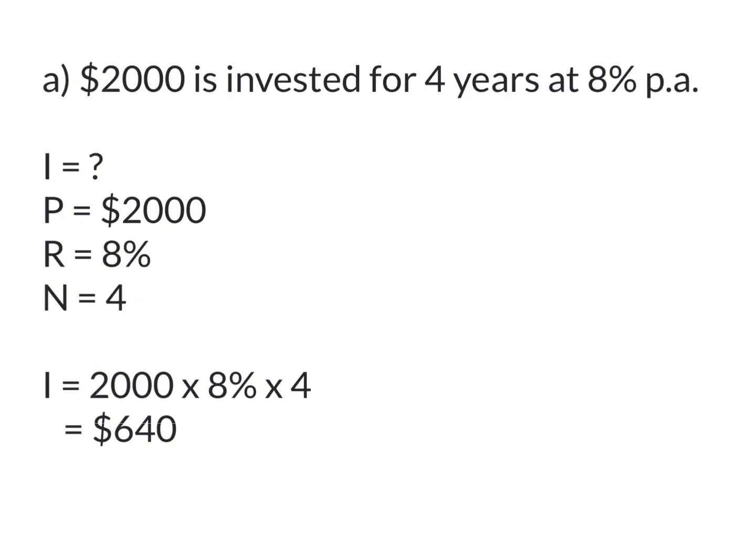So the first one's very straightforward because 2,000 is invested for 4 years at 8% per annum, and annum means years, so both are in years. So we can just use the formula. The I is what we're trying to find, P is 2,000, R is 8%, N is 4, and you just type that in on your calculator and get $640.